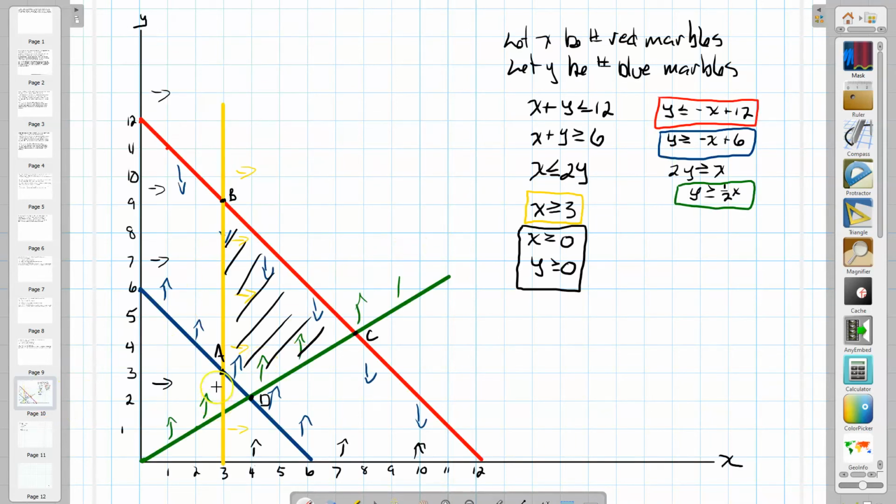Looking back to our system, this kind of makes sense from what we see on the graph. We've got 3 and 3. Now let's look at vertex B. Vertex B is the intersection of that same yellow line, x greater than or equal to 3, and the red line, y less than or equal to negative x plus 12.